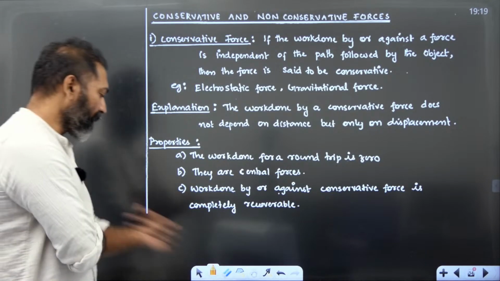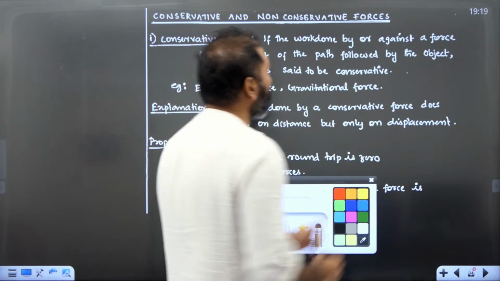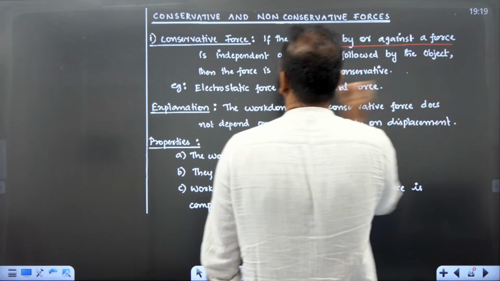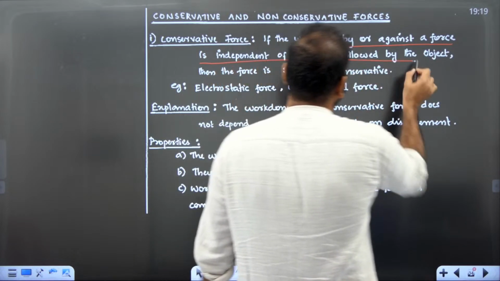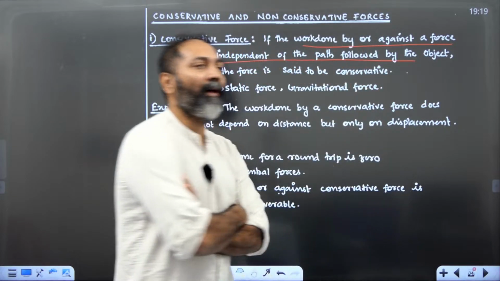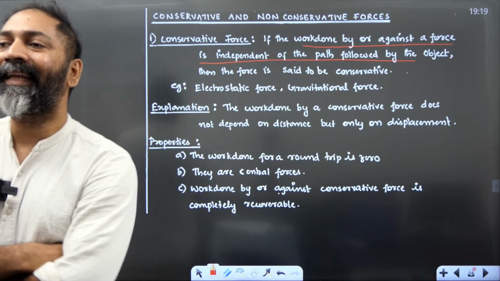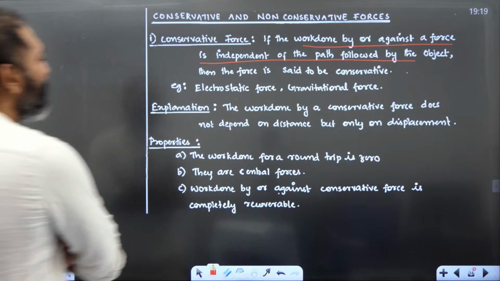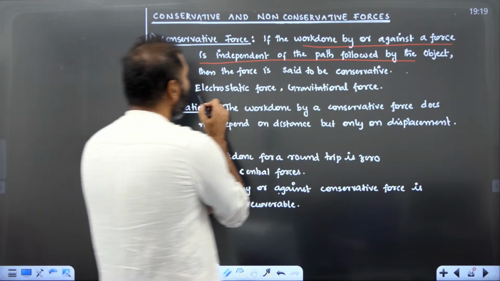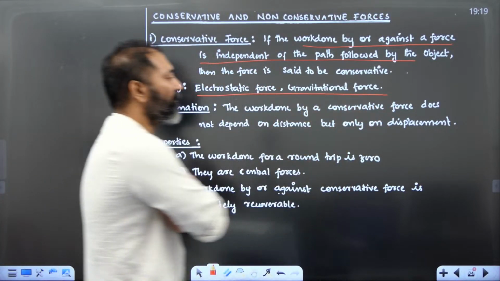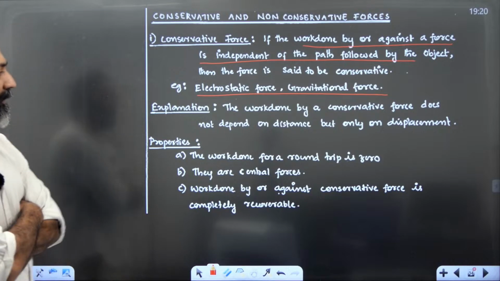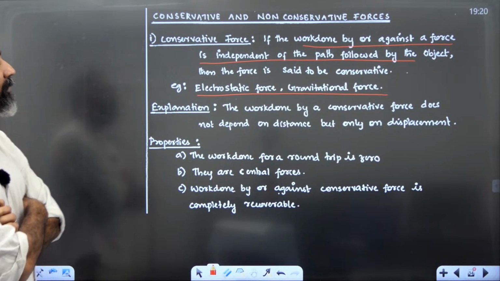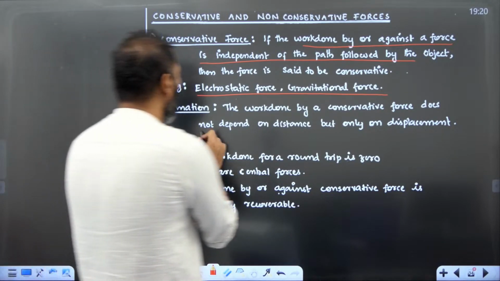If the work done by or against the force is independent of the path, if work done does not depend on the path, then it is called what? Conservative force. Then the force is said to be conservative force. Example: electrostatic force, gravitational force. Explanation: work done by a conservative force does not depend on distance.